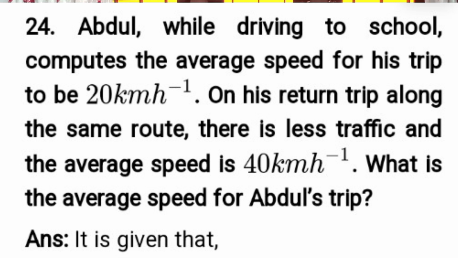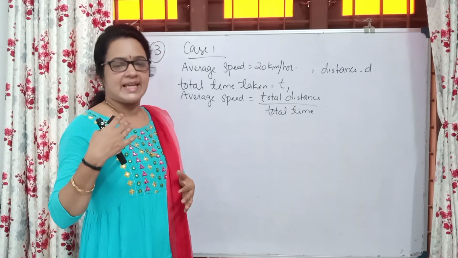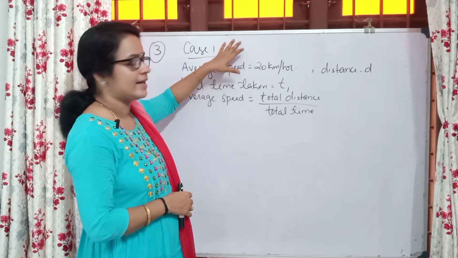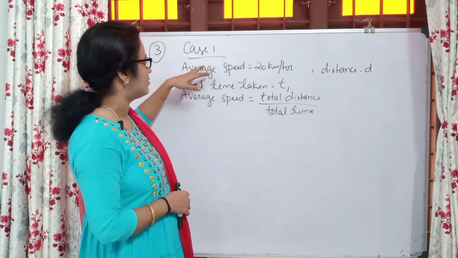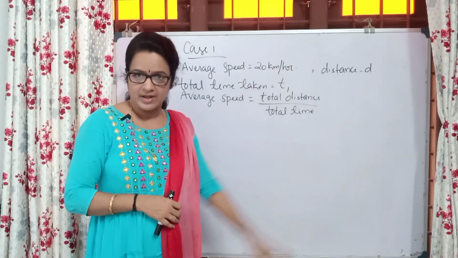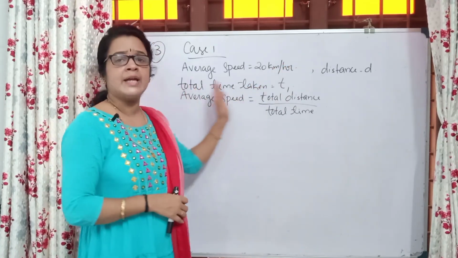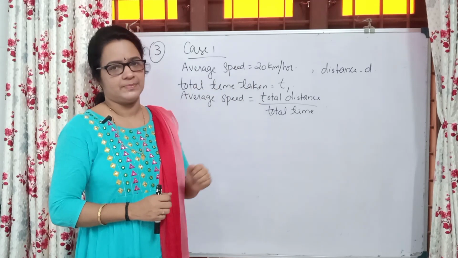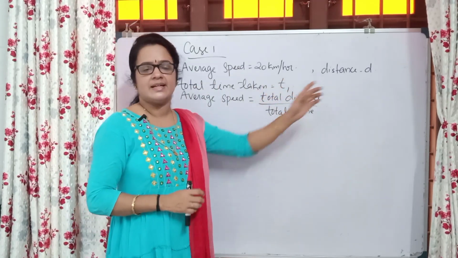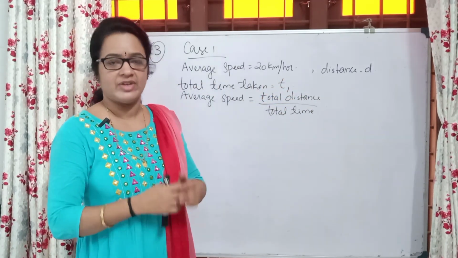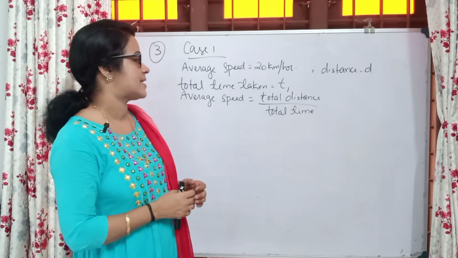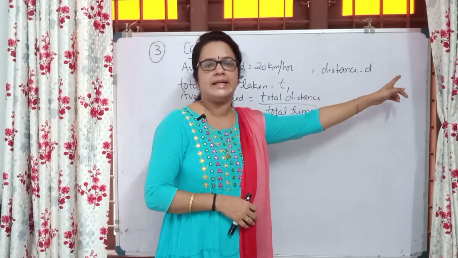And what is the average speed for his total journey? In both the cases we have different average speeds. When he is going there, that is case 1, and when he is coming back, that is the second case. First of all we can write down the first case. Here the average speed is 20 km per hour, and time taken we can consider as t1. The distance will be the same in both cases, when he is going and coming back. So here distance can be taken as d.